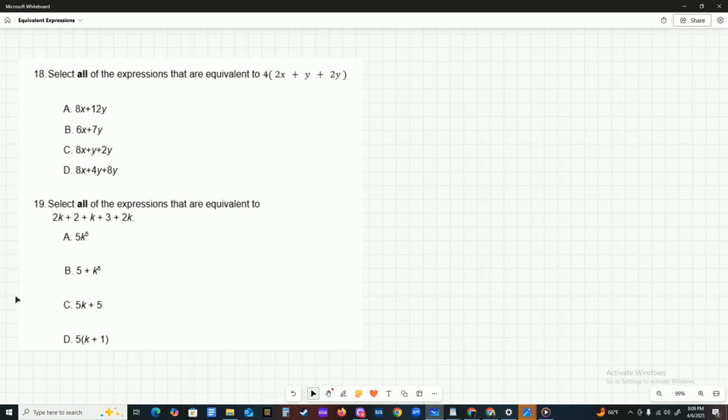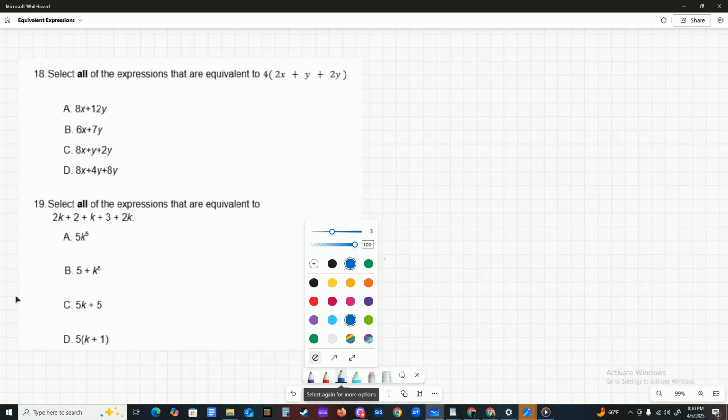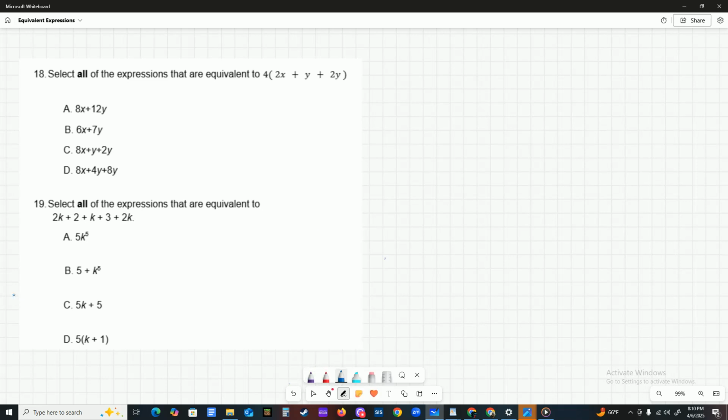What's up, guys? In this example, we're going to look at equivalent expressions. So we're going to answer both 18 and 19. 18 will be done in blue and 19 will be done in purple. Select all, so there might be more than one answer. We don't know.